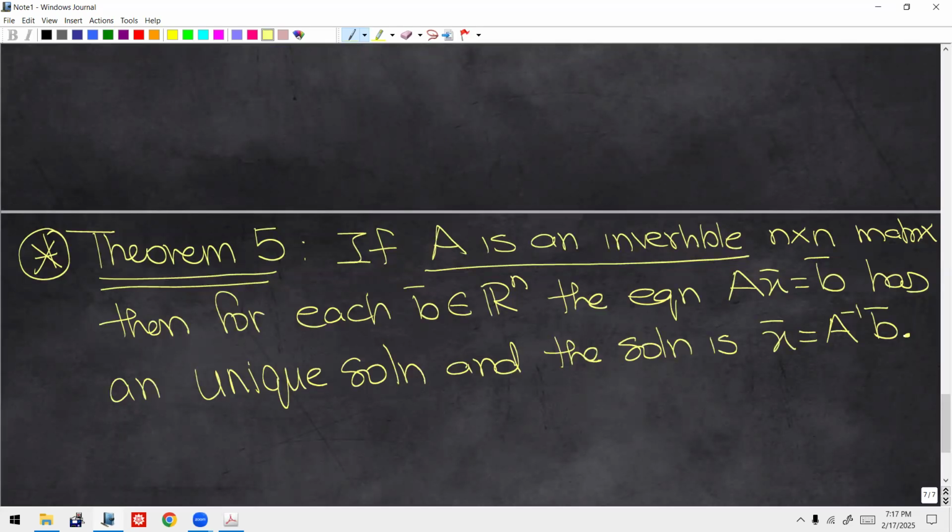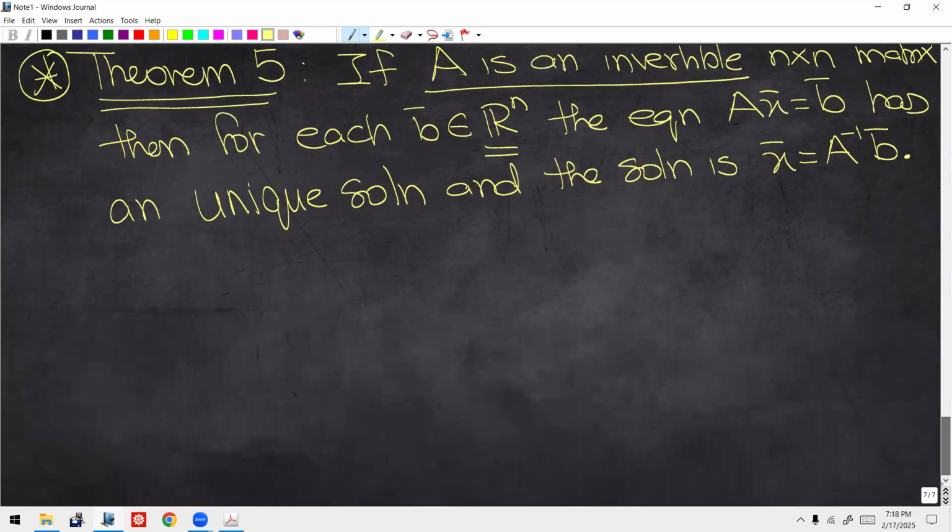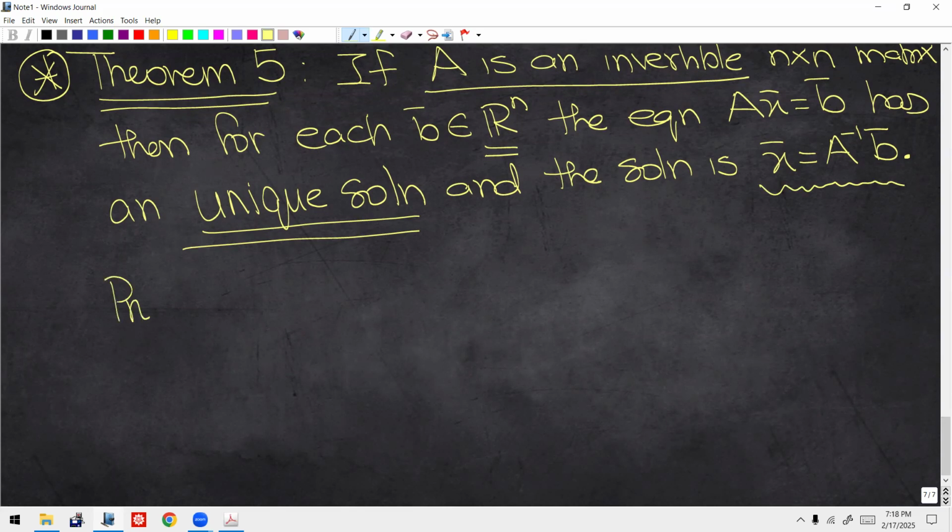So this theorem tells us that if you have an invertible matrix, then you're always guaranteed a solution for every vector B in Rn, which is really neat. Not just one specific, but you're always guaranteed a unique solution, not infinite solutions or no solutions, unique solution. And that solution is given by this vector. So let's take a look at the proof of this. Again, a very simple proof.